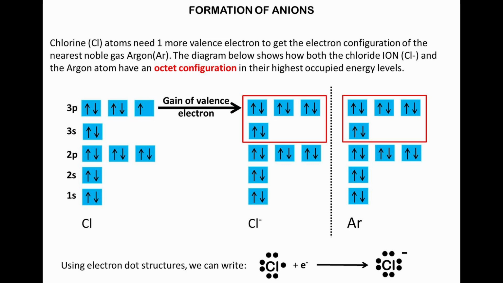The diagram below shows how both the chloride ion and the argon atom have an octet configuration in their highest occupied energy levels. You can use the electron dot structures to write an equation showing the formation of a chloride ion from a chlorine atom.